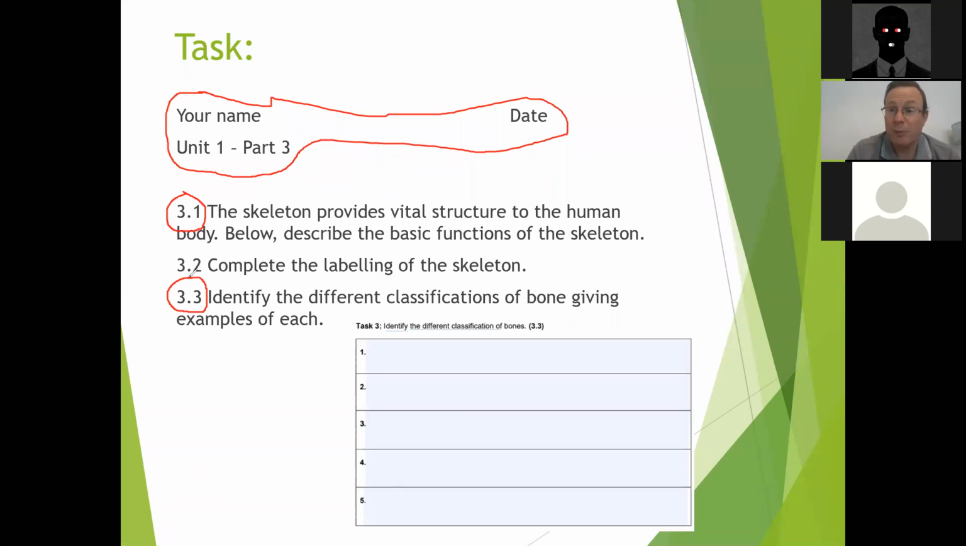You're then going to write the 3.3 answer, and you're going to identify the different classifications of bone, giving examples for each. So remember, this is our long, short, flat, irregular and sesamoid. So that's pretty much it. I don't think that's that big a task actually. I'm going to give you 15 minutes to do those 2 written tasks.